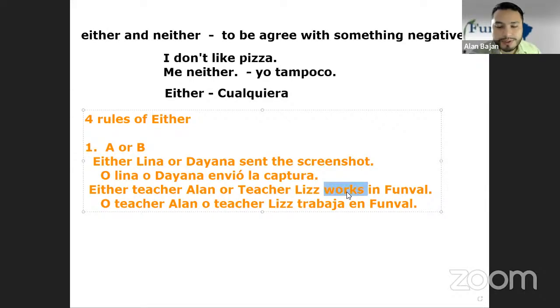Teacher, why works and not work if it's Teacher Alan and Teacher Liz? Why? Because I am referring to the option, and the option is singular. Siempre vamos a utilizar tercera persona con either and neither. So that was rule number 1. Let's go with rule number 2.